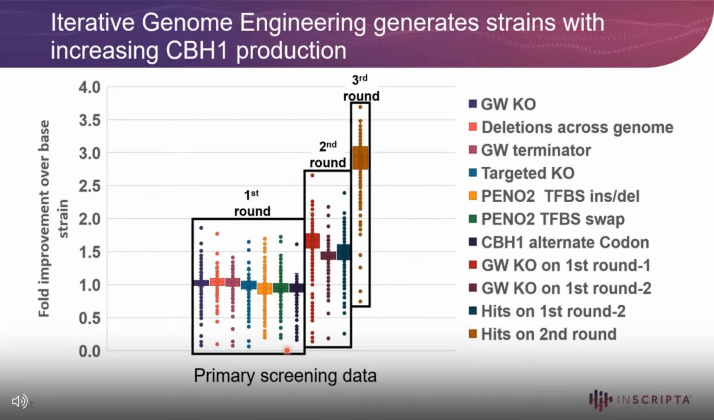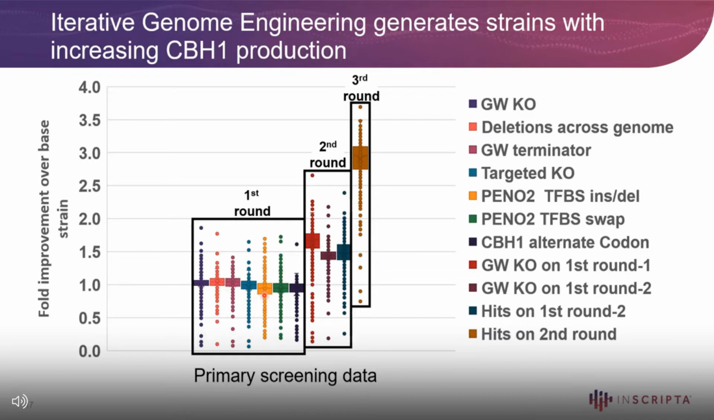So what I'm showing here is the data from the first round, the primary screening data from the first round, the second round, and the third round. That first round really provided the diversity that was used in subsequent rounds of iterative genome engineering. And I'm showing here the fold improvement over the base strain. So right here is the one-fold improvement. This is the base strain activity.